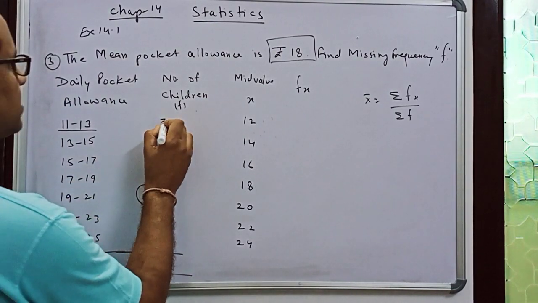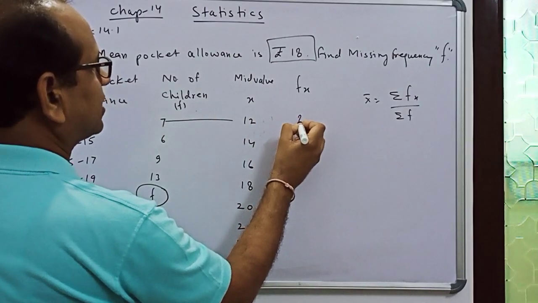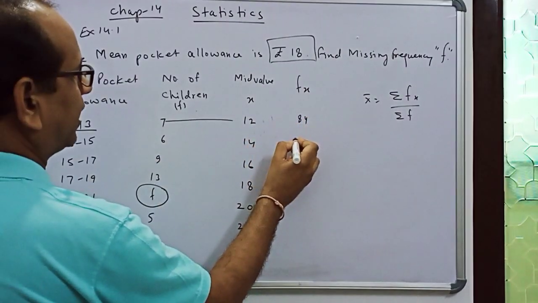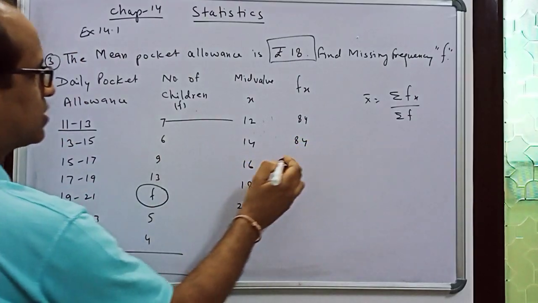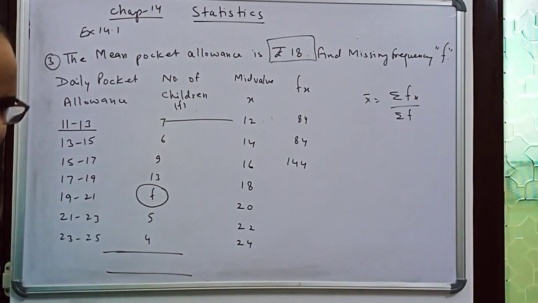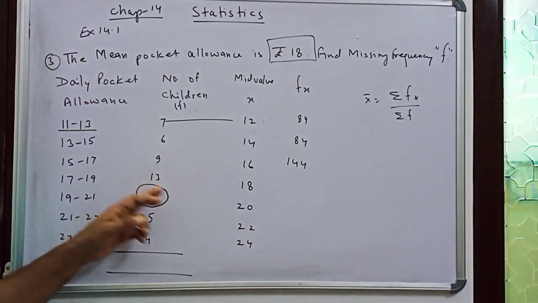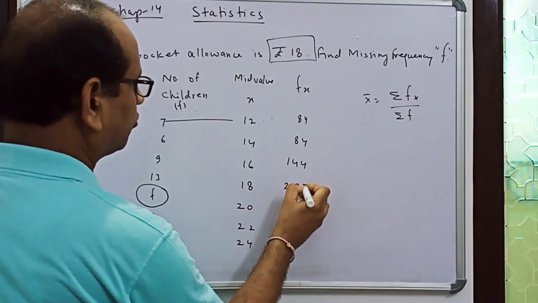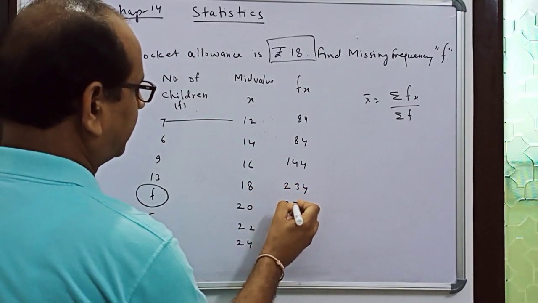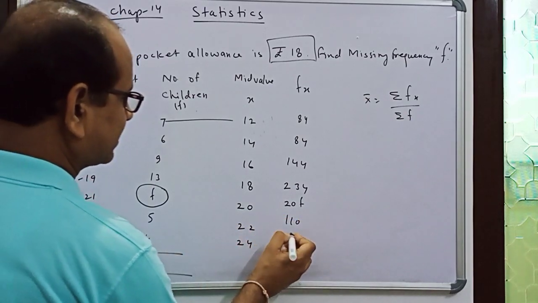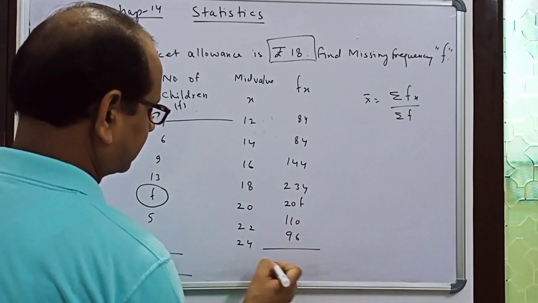Now the next part is we will multiply these two. So it is 84. This will be again 84. This will be 144. 13 into 18 will be 234. This will be 20f. This will be 110, and this is 96.